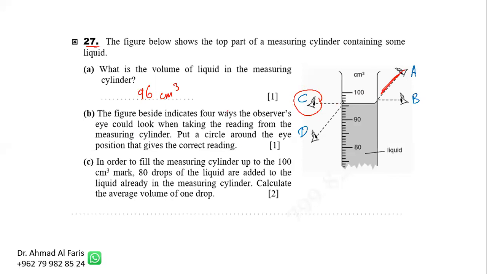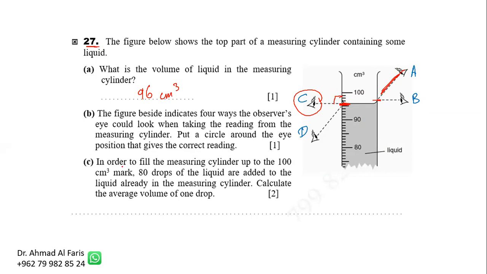The figure beside indicates 4 ways to observe. Put a circle around the eye that gives the correct position with the correct reading. And the answer is C: at the same level, reading from the bottom of the meniscus, not from the top. Why? Because C is a perpendicular view, at the same level, and from the bottom, not from the top. Yes, I just mentioned it.